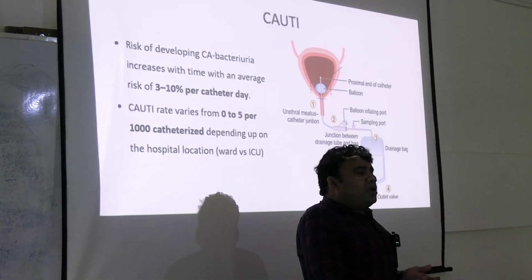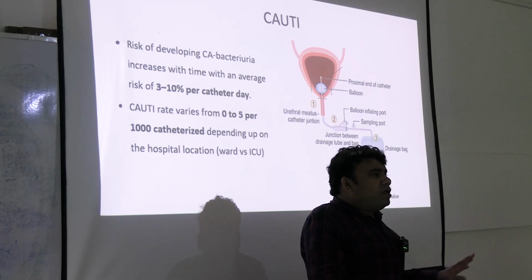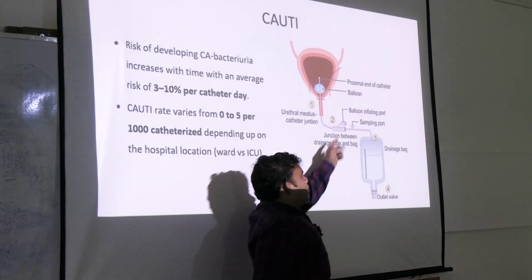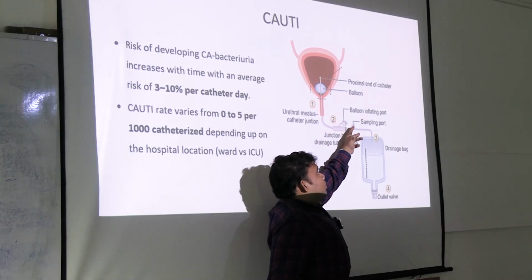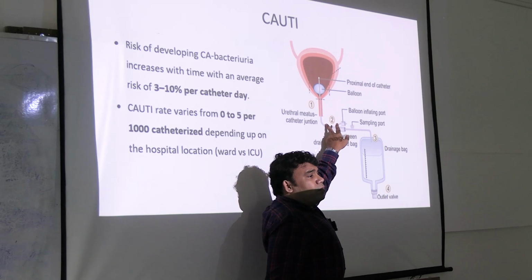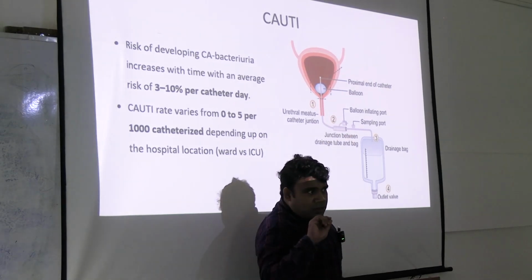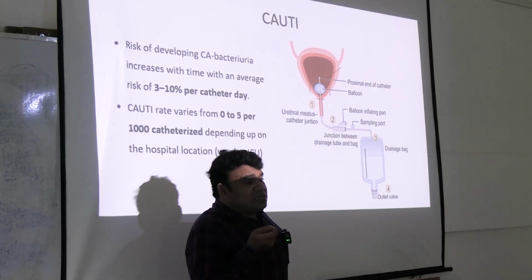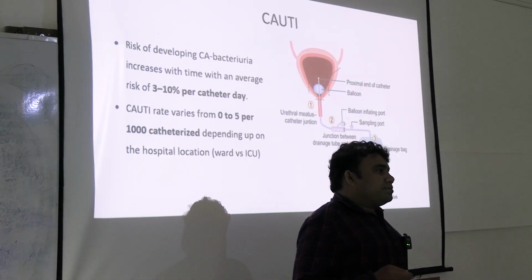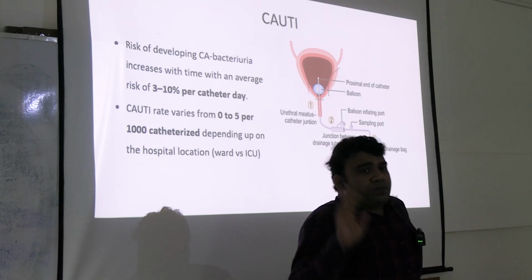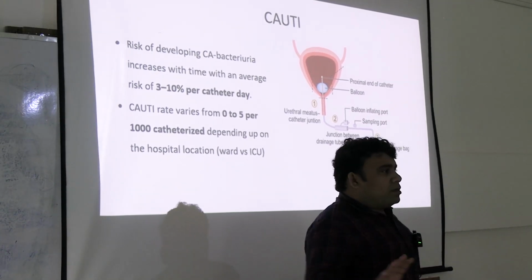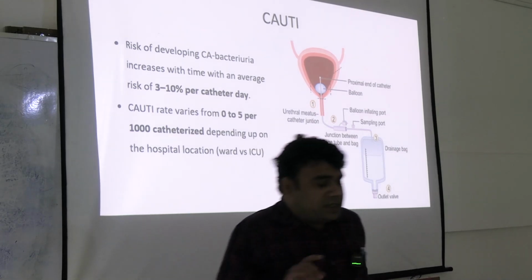Sometimes you may see a catheter which does not have a sampling port. In that scenario, after blocking the catheter over here, clean the tube with alcohol, insert the needle in the tube and then take the sample. The objective is to take the urine that is present in the bladder, not from the urobag. Okay, that is very, very important.